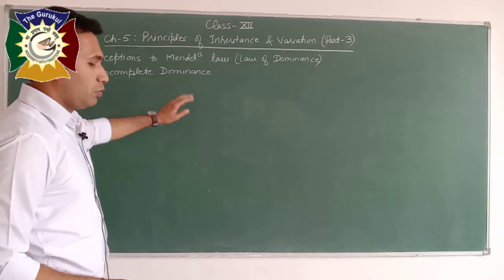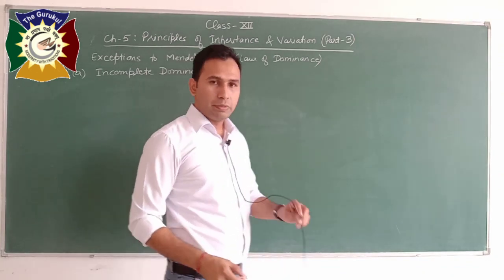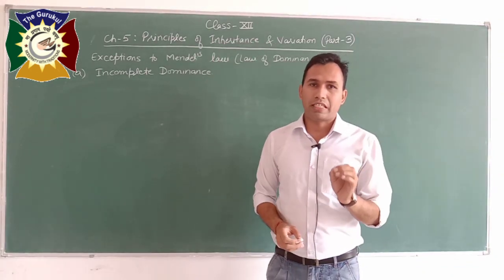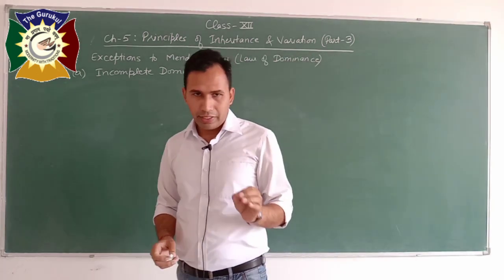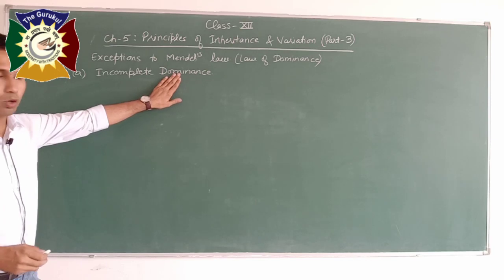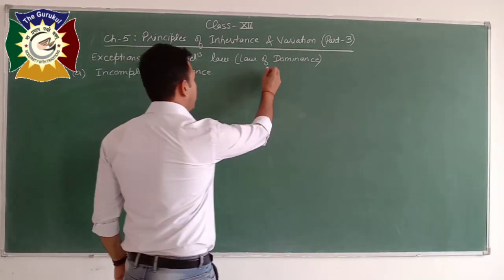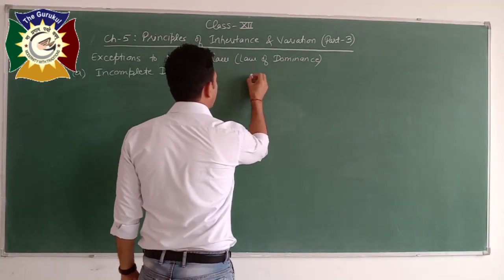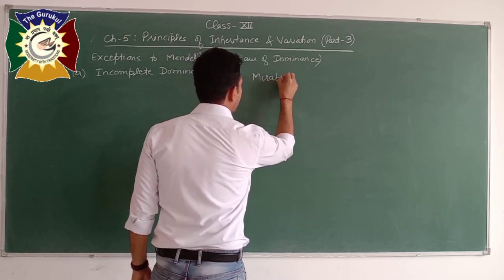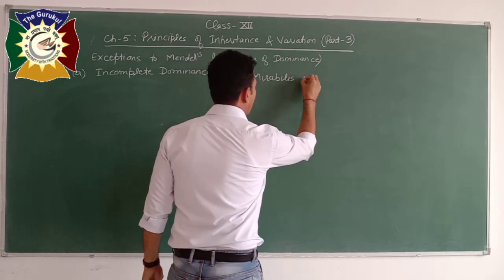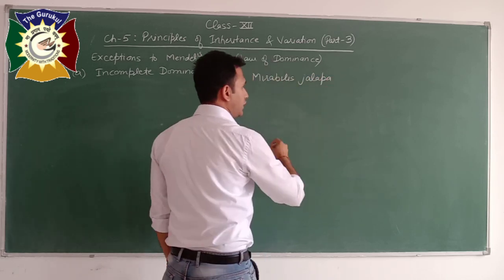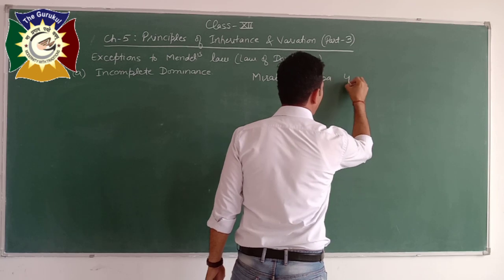So in incomplete dominance, first of all, a general question is being asked quite frequently. That is the name of the experimental plant in which this phenomenon, that is incomplete dominance, was observed. The name of the experimental plant was Mirabilis jalapa. The general name of this plant is 4 o'clock plant.